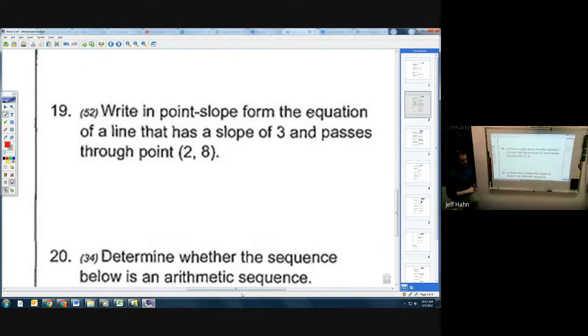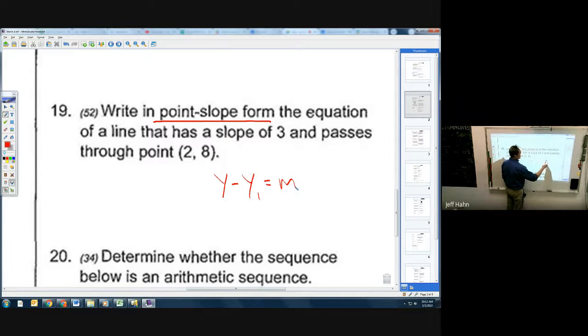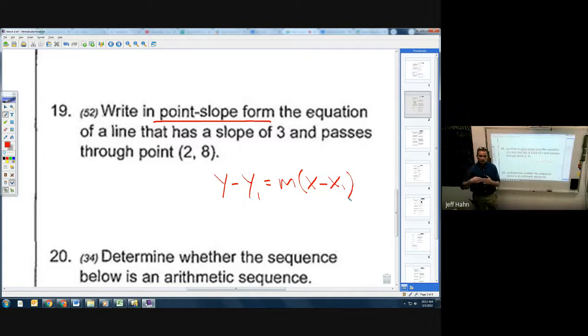This is what you need to write on your notes, ladies and gentlemen. We only did this a little bit, and it doesn't come up a lot, but it does come up. Point slope form is this: y minus y sub 1. This is what you have written on your paper. This is the generic form of point slope form, just like y equals mx plus b is the generic form of slope intercept form, and ax plus by equals c is the standard form.